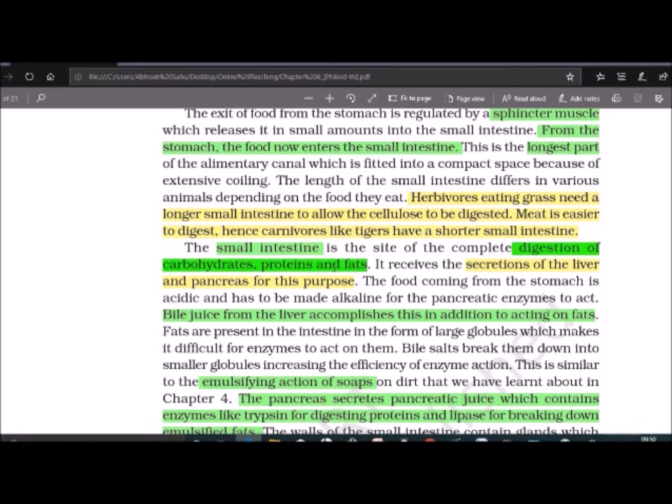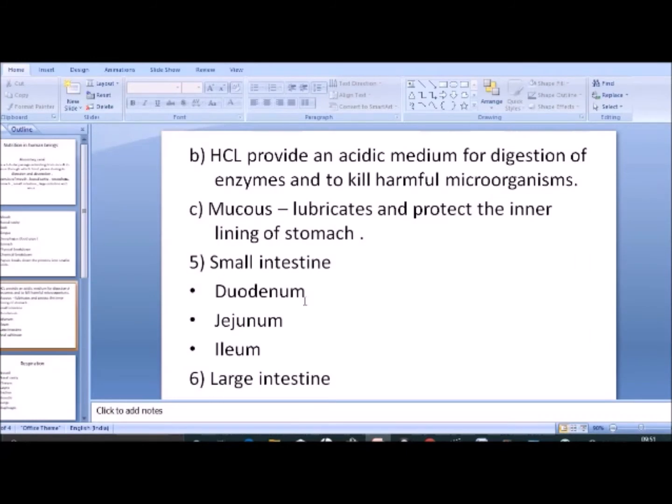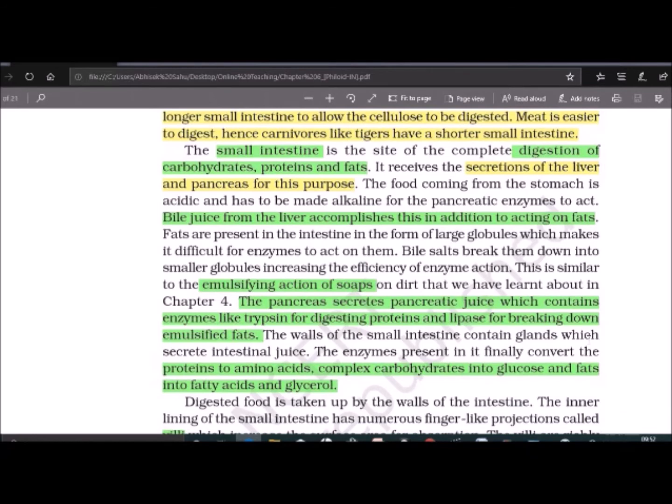The small intestine is the site of the complete digestion of carbohydrates, proteins and fats. The semi-fluid mass of partly digested food is expelled by the stomach into the first part of the small intestine, that is the duodenum, which receives the secretions from the liver, that is bile juice, and from the pancreas, that is pancreatic juice. The food coming from the stomach is acidic and has to be made alkaline for the action of the enzymes present in the pancreatic juice and intestinal juice.